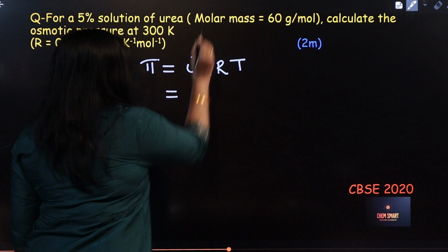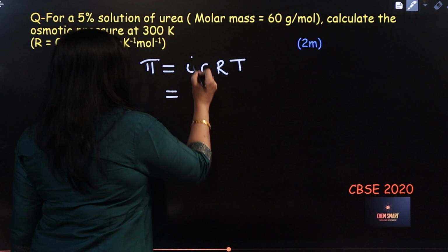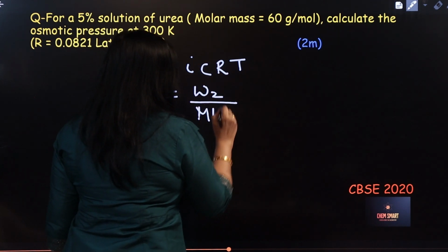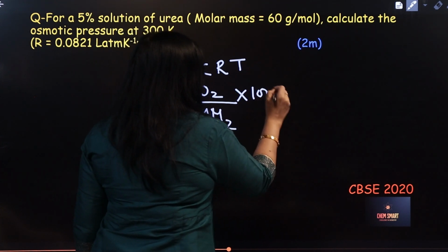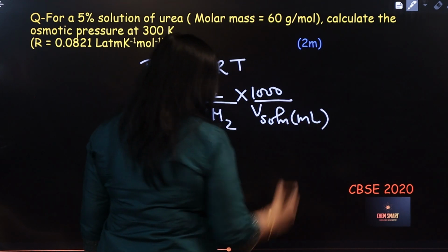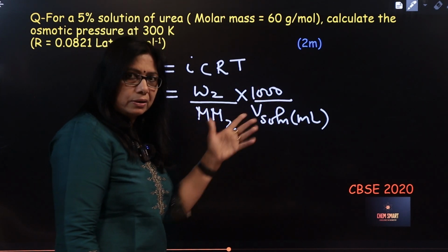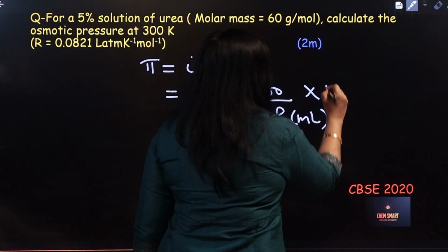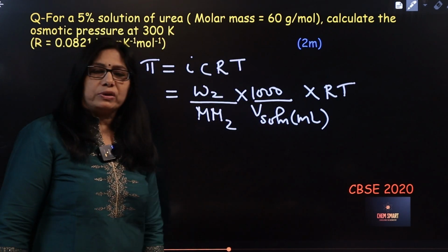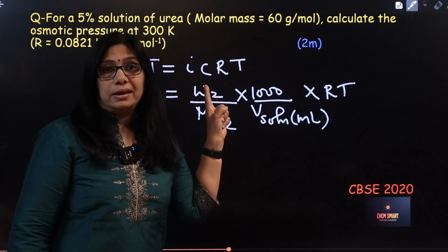Now, i is 1 here for urea because urea is a non-electrolyte. So that's 1. Then C is the molarity, that is mass of solute by molar mass of solute into 1000 by volume of the solution in milliliter. Instead of milliliter, you can take liter, then it will be 1 by... either way is okay... into RT. But do you know this mass of solute and volume of the solution here? Not directly given, but indirectly it is there in the data.